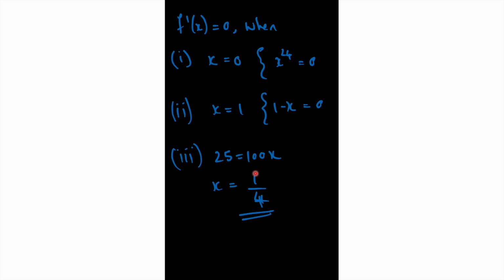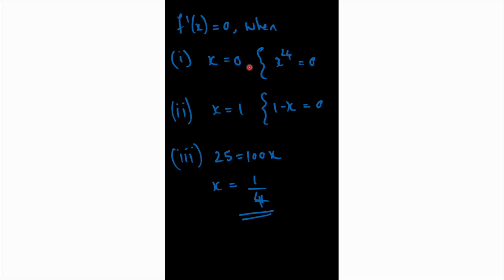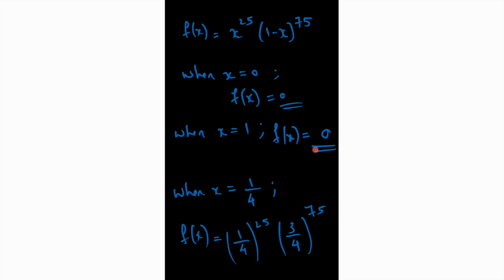Let's see the values of f of x at these 3 points. First, when x equal to 0, what happens to f of x? x equal to 0 means here 0, so f of x itself becomes 0. When x equal to 1, what happens? Again, when you substitute x equal to 1, this whole term becomes 0, so f of x again becomes 0. So the first two cases, x equal to 0 and x equal to 1, give you 0 as f of x.